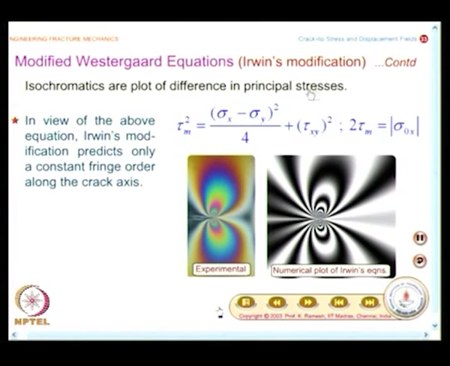People paid more attention to his contribution, and Williams' contribution was not noted, mainly because the analytical and numerical people were happy with singular solution, because they could go very close to the crack tip. Experimentalists were not happy with it. It is only experimentalists who emphasize initially the need and requirement for considering higher order terms. The Irwin's modification is at least you should have a correction to sigma x stress term.